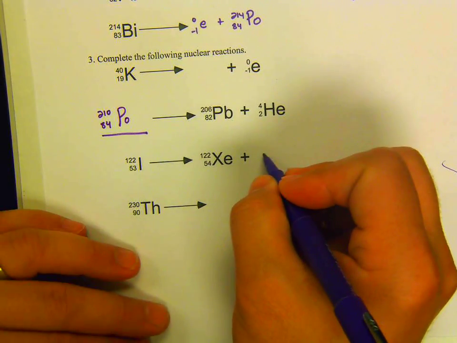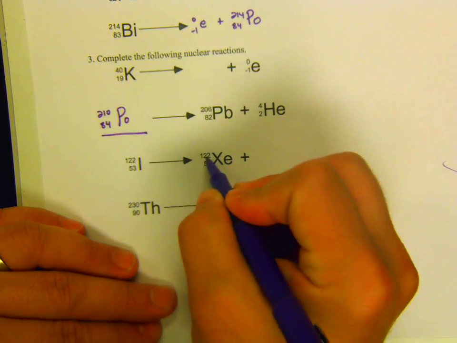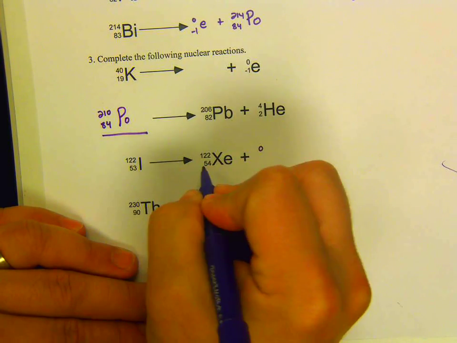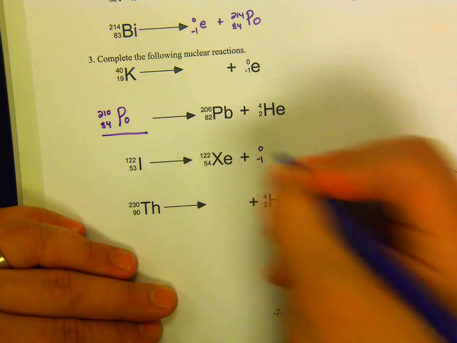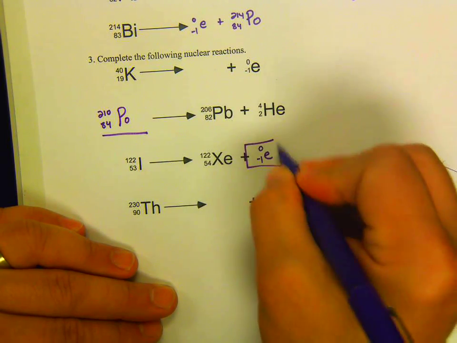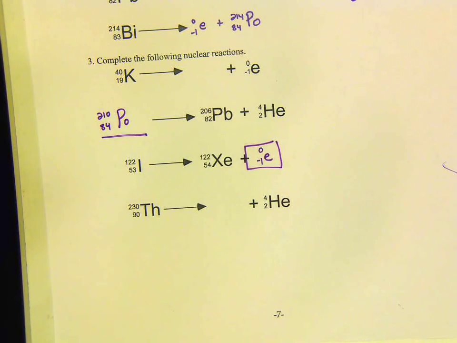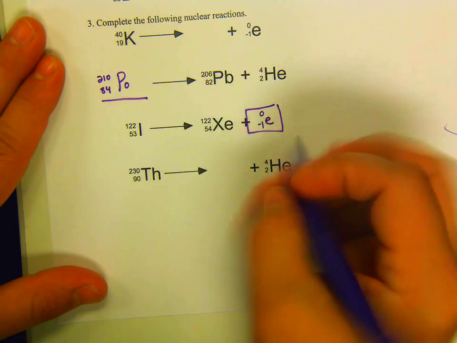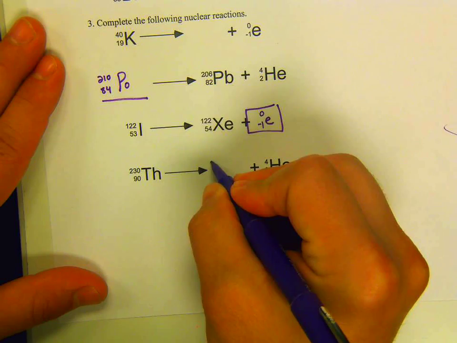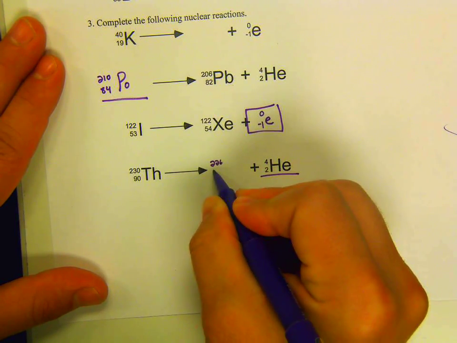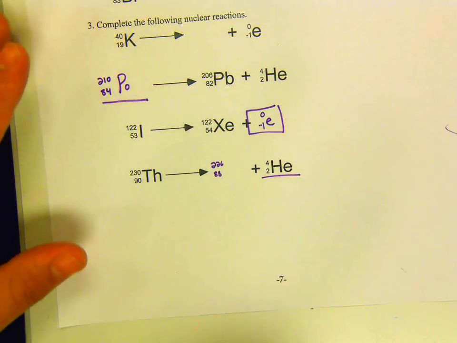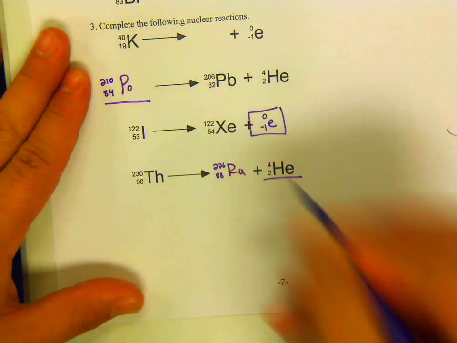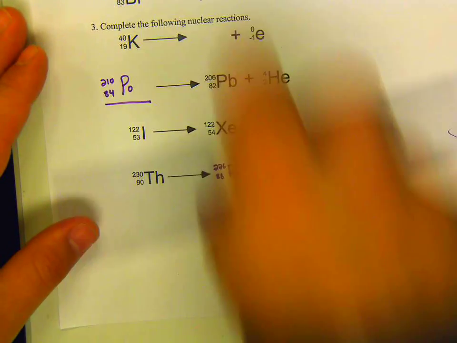What if I gave you this example right here? 122 turns into 122. That means this must be a 0. 53 turns into 54. This must be a -1. That means we could predict that this is a beta decay radiation. And then lastly below, thorium-230, 4 over 2. This again is the alpha. So we have 226. And then 88 plus 2 equals 90. And then element 88 is radium. So here are some decay equations that we want to be able to do moving forward.